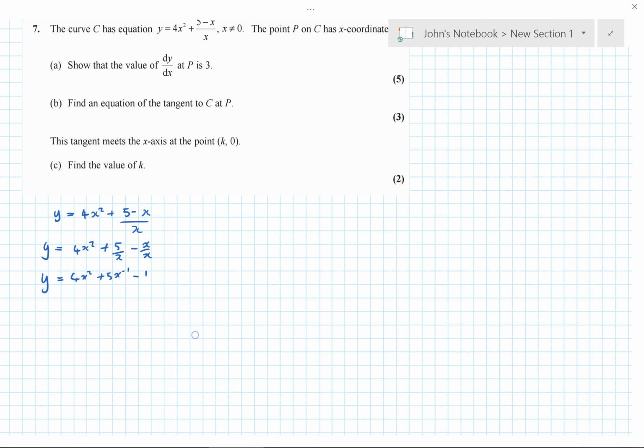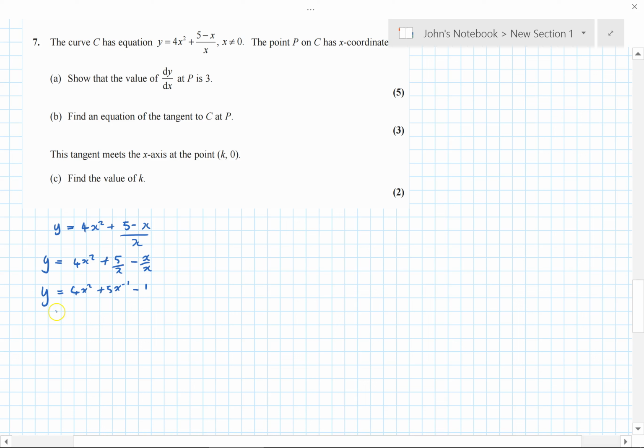Okay, so differentiating that gives us dy by dx. We're using the rule y equals x to the n, so that gives us dy by dx is equal to nx to the n minus 1. So that gives us 8x to the 1 minus 5x to the minus 2, and the minus 1 goes.